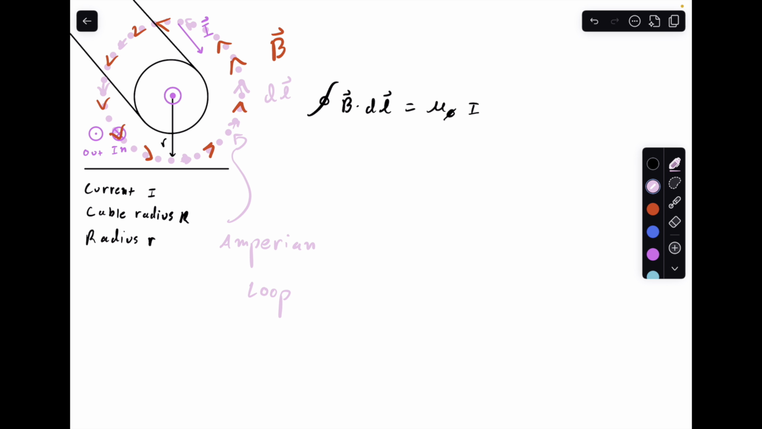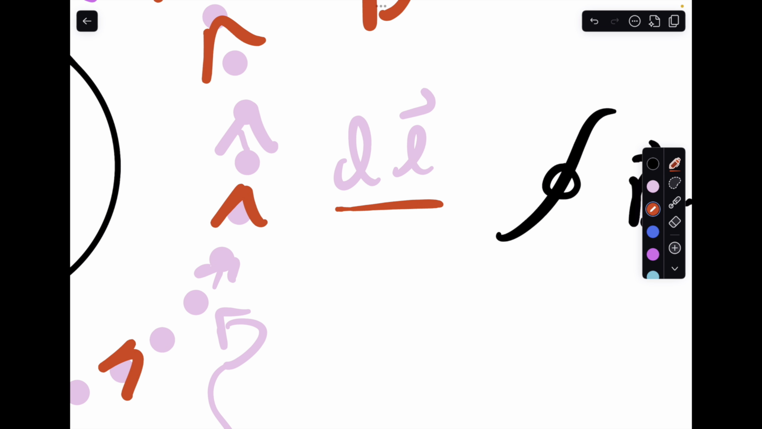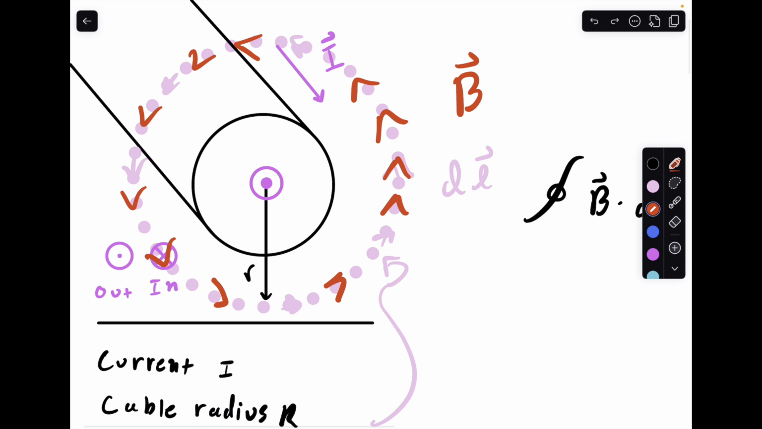But I want us to notice one specific thing. The dl's that belong to the Amperian loop overlap with the magnetic field for every point along this circle, along this Amperian loop. You'll notice here, I'll draw them out. For every one of these dl's, the magnetic field will overlap. That's the symmetry we want.